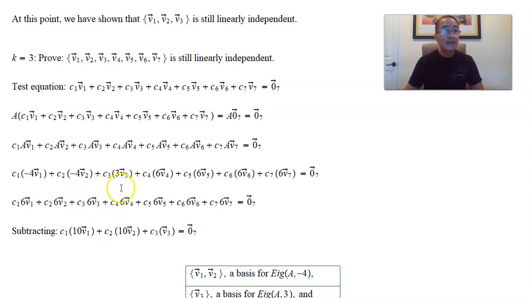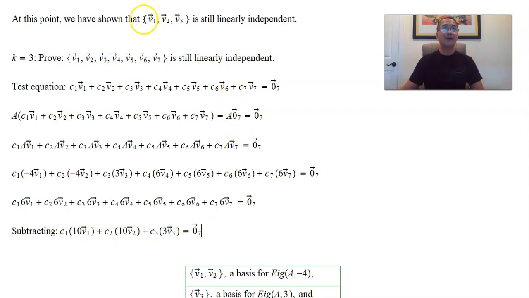Oh, I'm sorry. 6 minus 3, not 10. So, yeah, the v3 has 3 here. 6 minus 3. That should only be. Okay. But the same idea. The coefficient of v1 is 10c1. 10 is not 0. So c1 must be 0. c2 must be 0. And c3 must be 0.